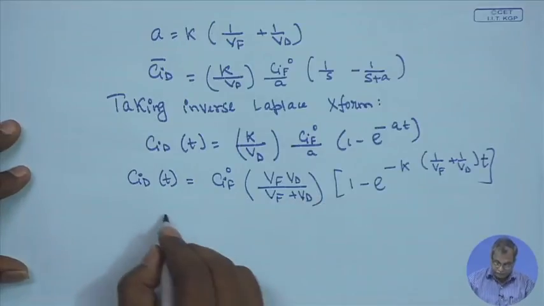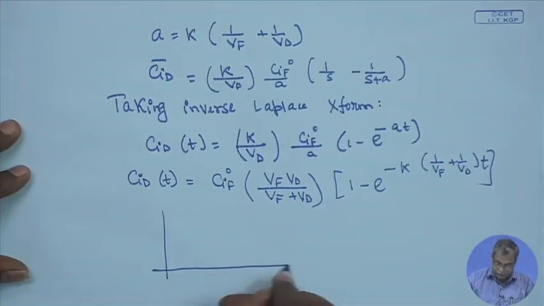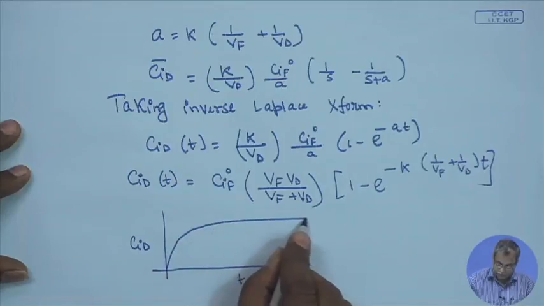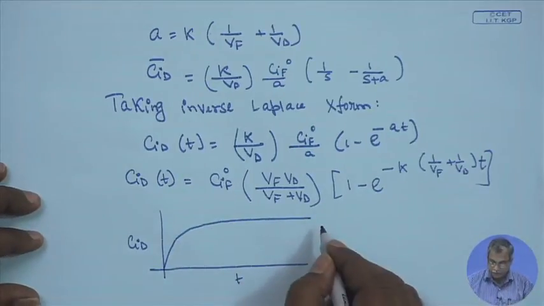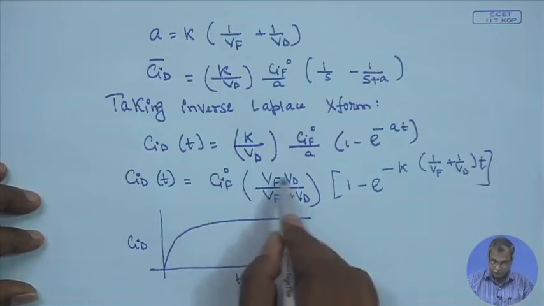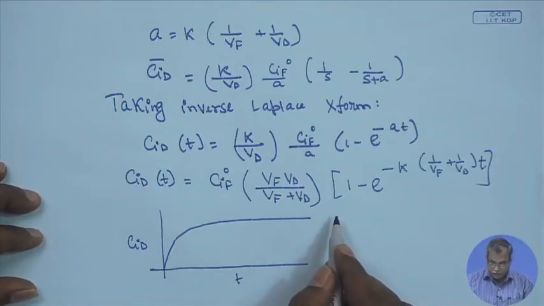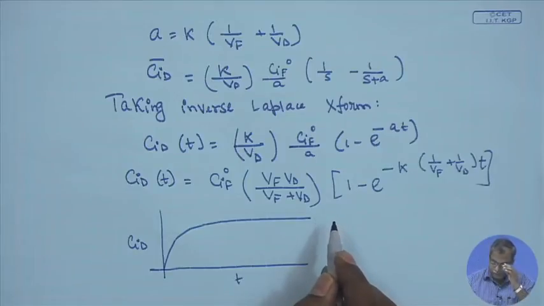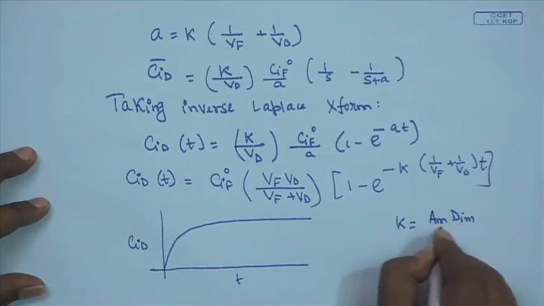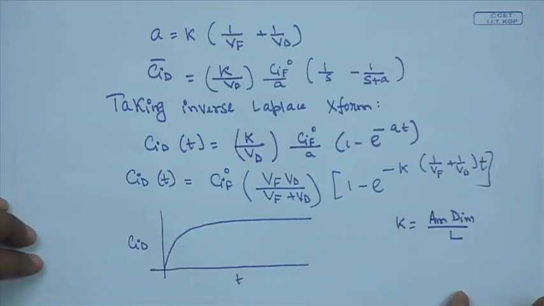Essentially this will give a curve like this, CId as a function of time. The curve starts from 0, then increases, and at higher values of t it reaches a constant value, CIf0. Now, if you look at this expression, everything is known to us, and what is k? k is nothing but Am·Dim/L. So we can fit a curve, or we can use a log-linearized version.